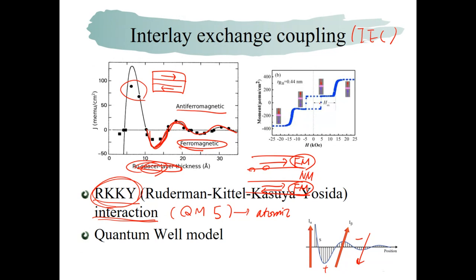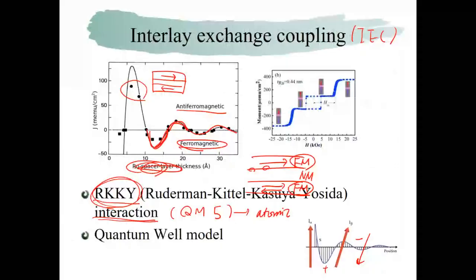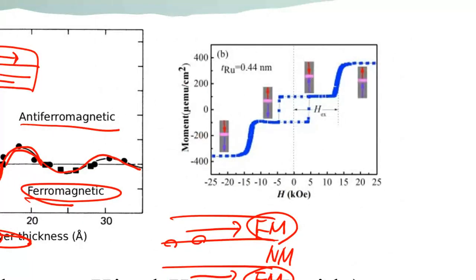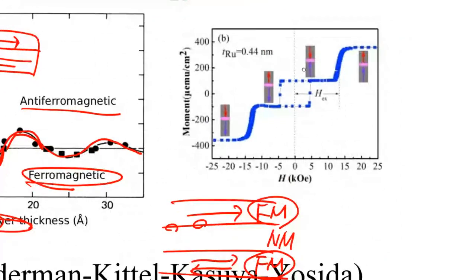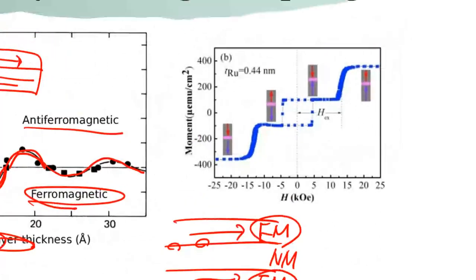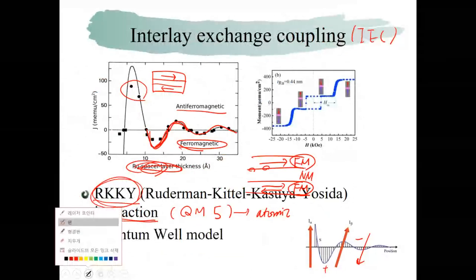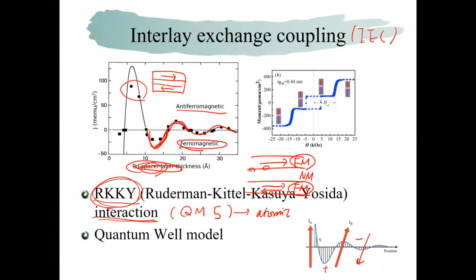And this MH curve represents the well-known result. Let's zoom in here. In a small field, they prefer the anti-parallel configuration, while in a large field, they go parallel. So this is the typical MH curve of the anti-ferromagnetic coupling, the inter-layer exchange coupling.